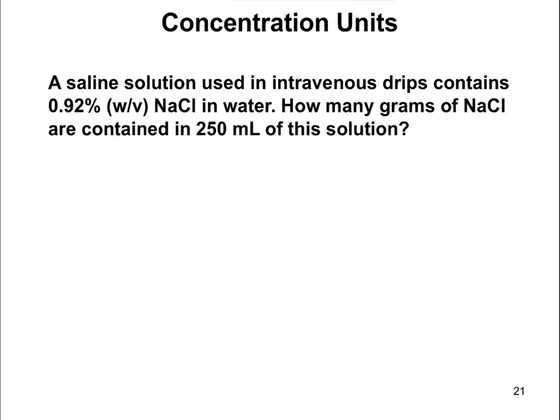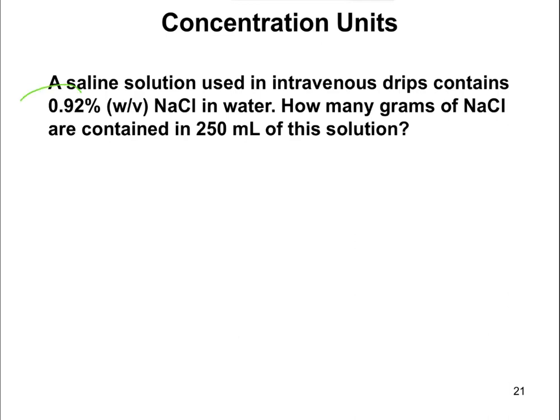Okay, so here's another problem. Saline solution used in IV drips, like in a hospital, contains 0.92% weight volume sodium chloride in water. So how many grams of sodium chloride are in 250 milliliters of the solution? If you have an IV bag that's 250 milliliters, knowing that the concentration is 0.92% weight volume, how many actual grams of sodium chloride would be in there?